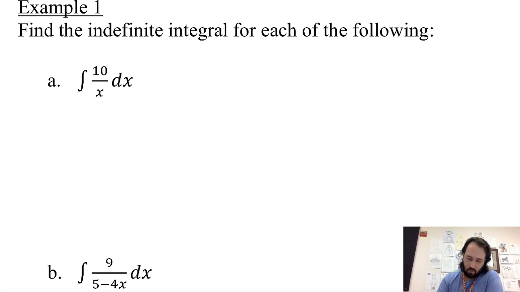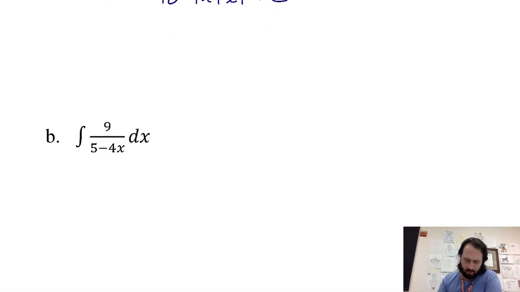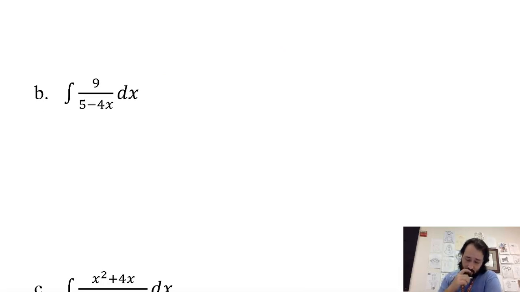So the first one should be pretty straightforward. You can factor out the 10 if you want to, but this would just be 10 ln of x plus c, right? We had stuff like that in, what was that, 5.3 homework, 5.2 homework? I can't remember.